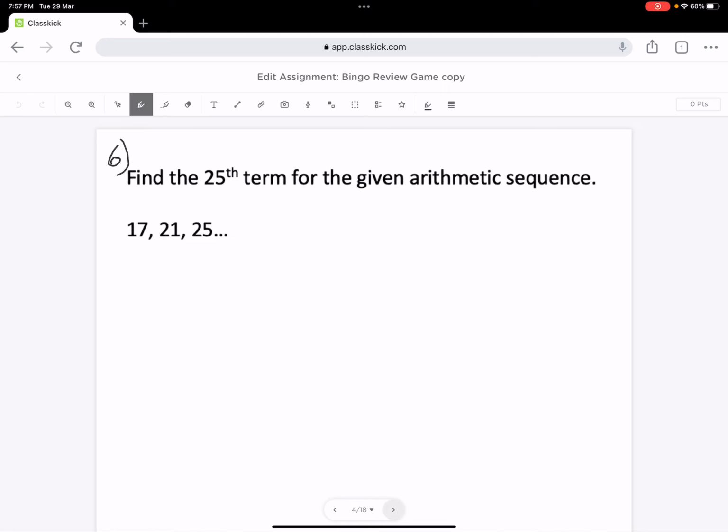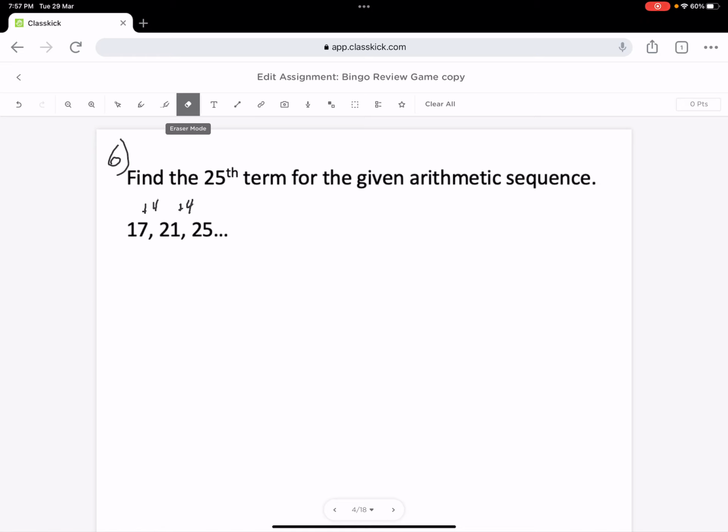Okay, the next question is number 6. Find the 25th term for the arithmetic sequence. So remember, if you tried to just say, okay, well, I see this as plus 4, and you try to write out all the way to the 25th term, you're not going to get any credit for this question because it's not showing that you know how to solve or apply arithmetic sequences by using the formulas. So it's not just getting the answer, it's also making sure that we're doing what the standards are asking.